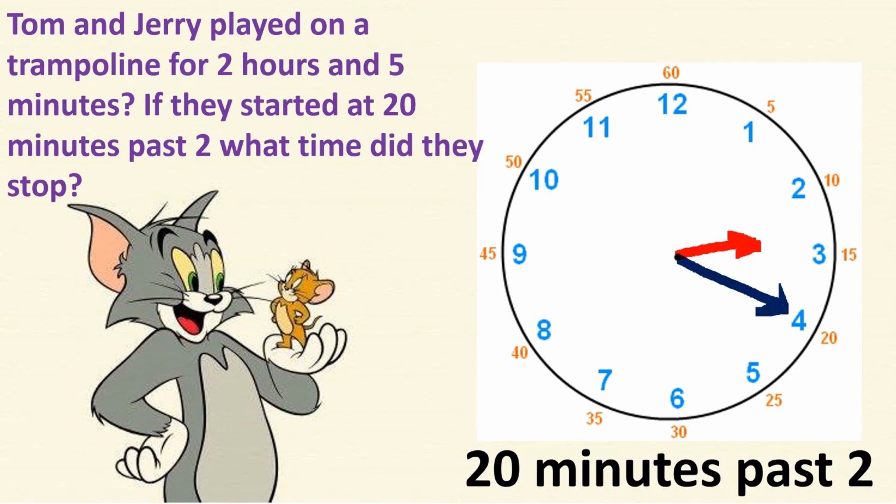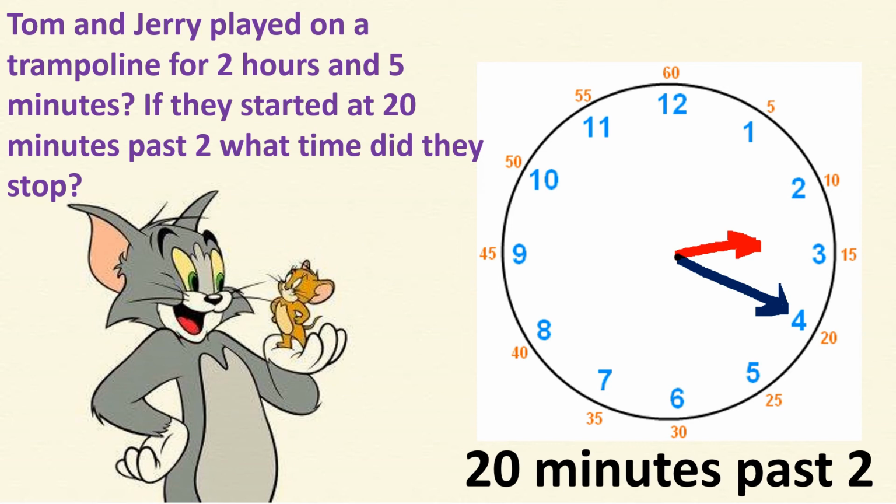Tom and Jerry played on a trampoline for 2 hours and 5 minutes. If they started at 20 minutes past 2, what time did they stop? First, we need to go to the hour hand and move it 2 hours. That gives us 20 minutes past 3, then 20 minutes past 4. We still need to add on the 5 minutes.